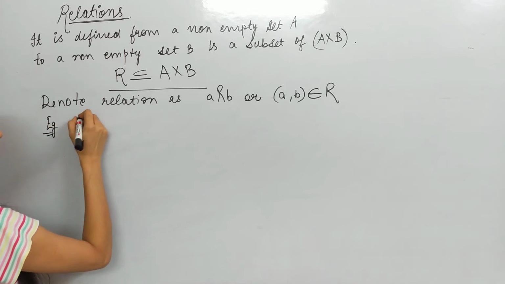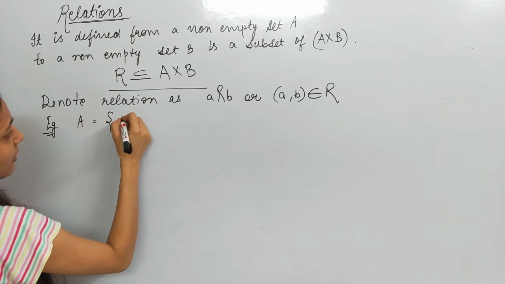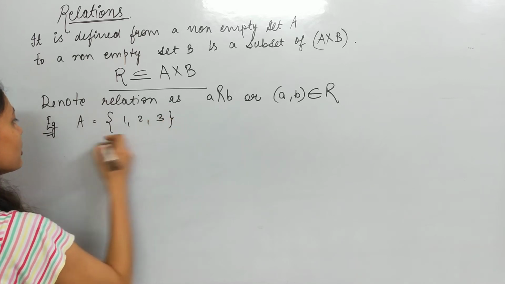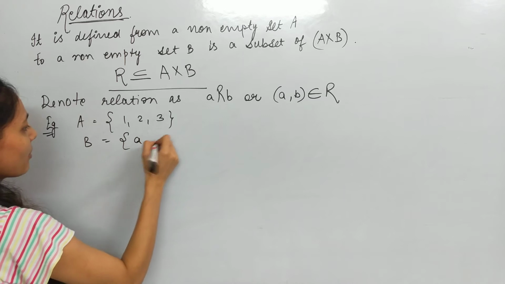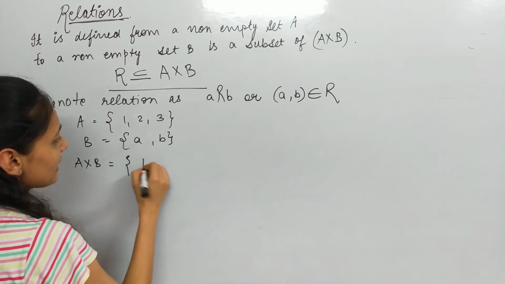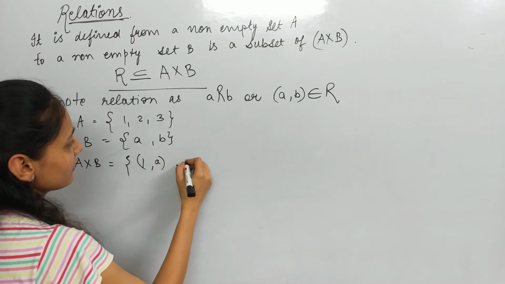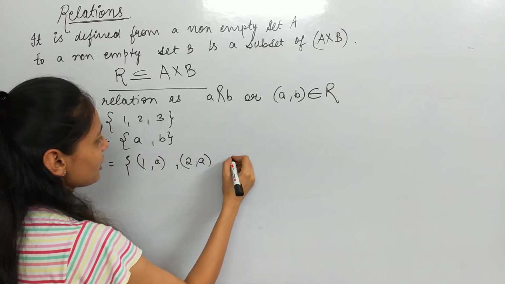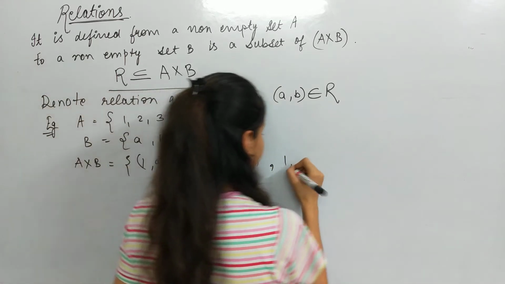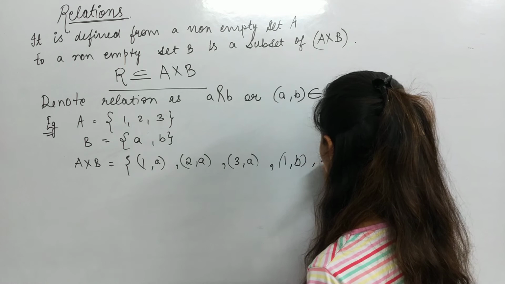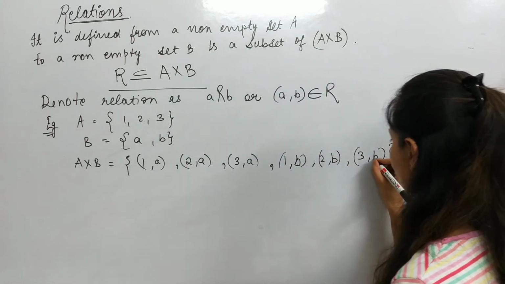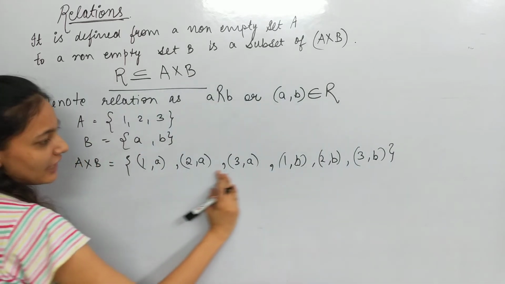Example: we have taken that your set A is 1, 2, 3 and your set B is A comma B. So your A cross B will be your Cartesian product, that is, the first element is from the first set. Like this you will write the Cartesian product. So this is the Cartesian product A cross B.